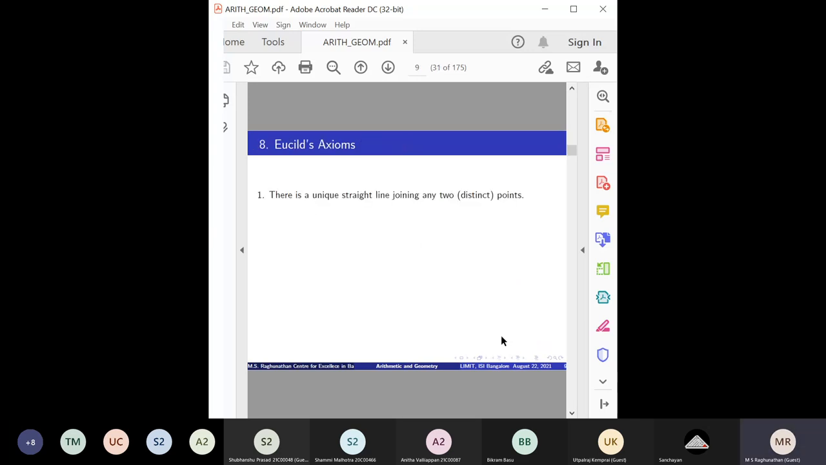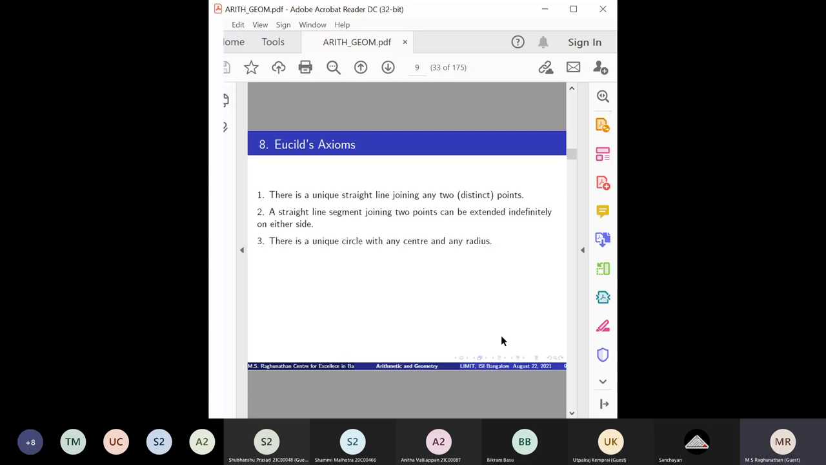So here are the axioms of Euclid. It's not really important for you to know what the axioms are now. If you refer to Euclid's Elements, the axioms are stated there. But let me just state them once and read them out. There is a unique straight line joining any two distinct points. We don't know what a straight line is, and we do not know what points are, but there's a unique straight line joining any two points. And joining is also a notion which is undefined.